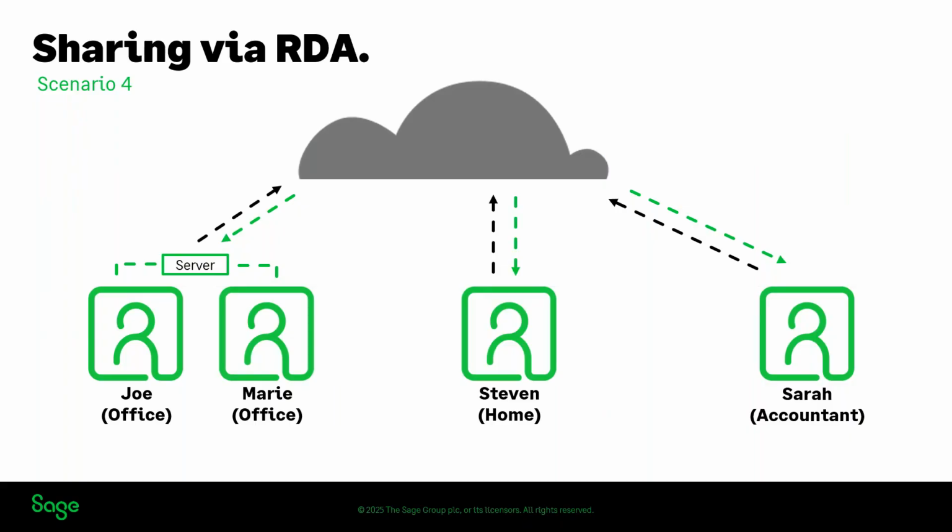If you have a server set up, then we would recommend to set up remote data access from that location first. You would then only apply remote data access to Joe and Marie's user record if they had another machine at a different location and needed to connect remotely. So for example, Joe might work from home sometimes, so he might have another machine at home.